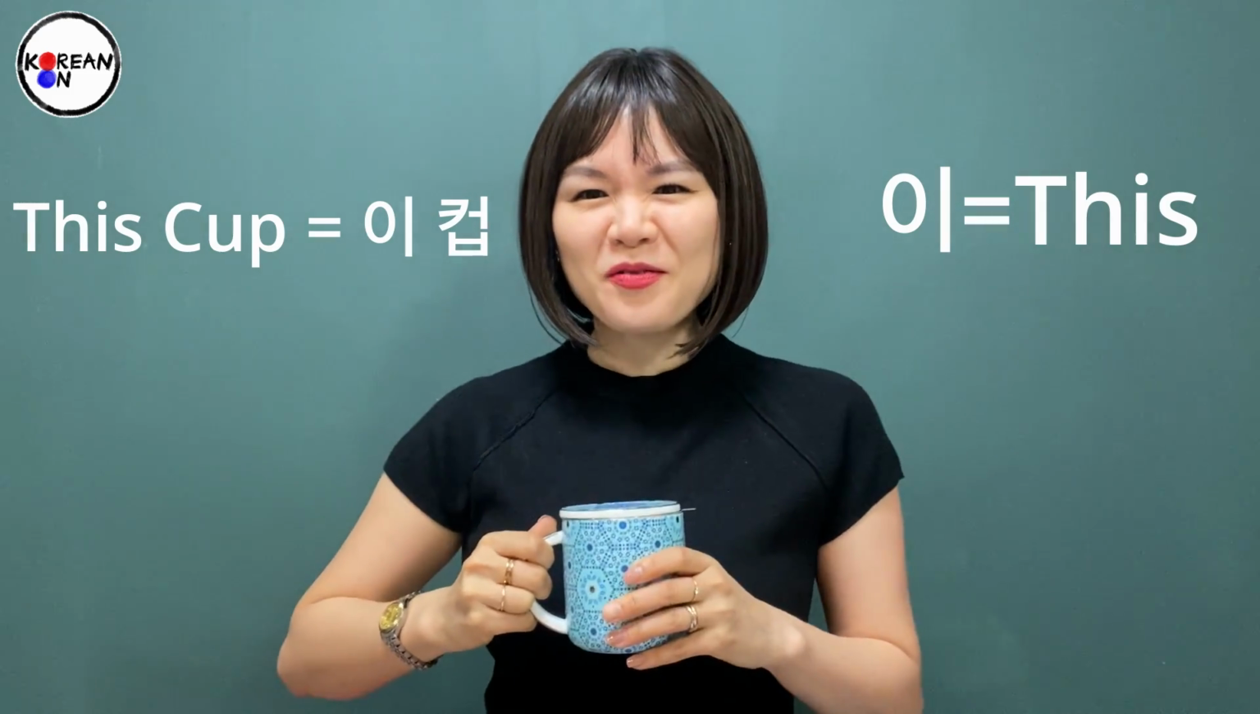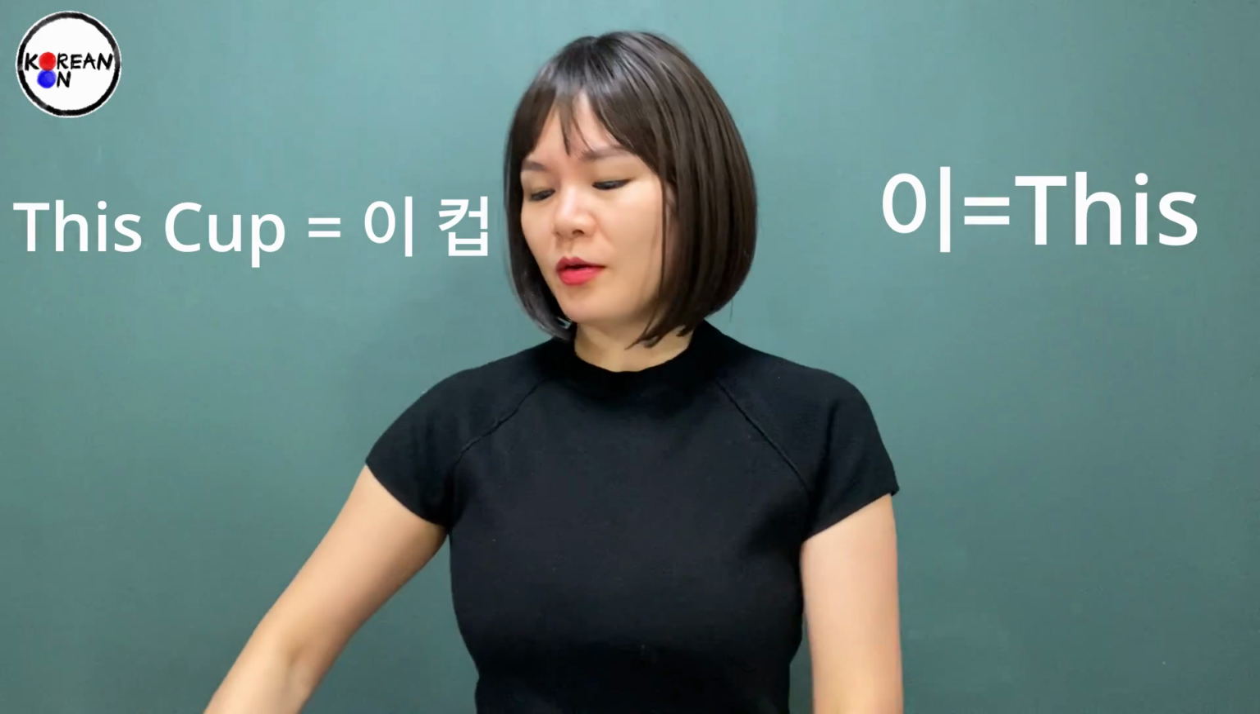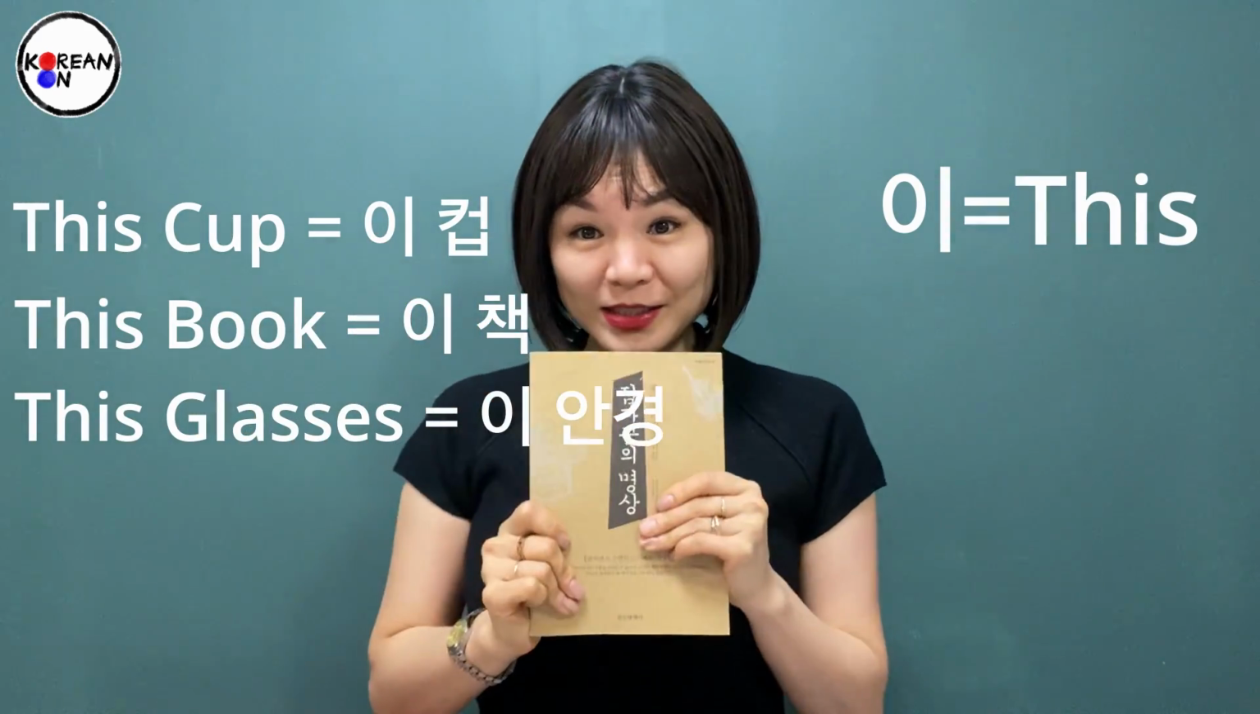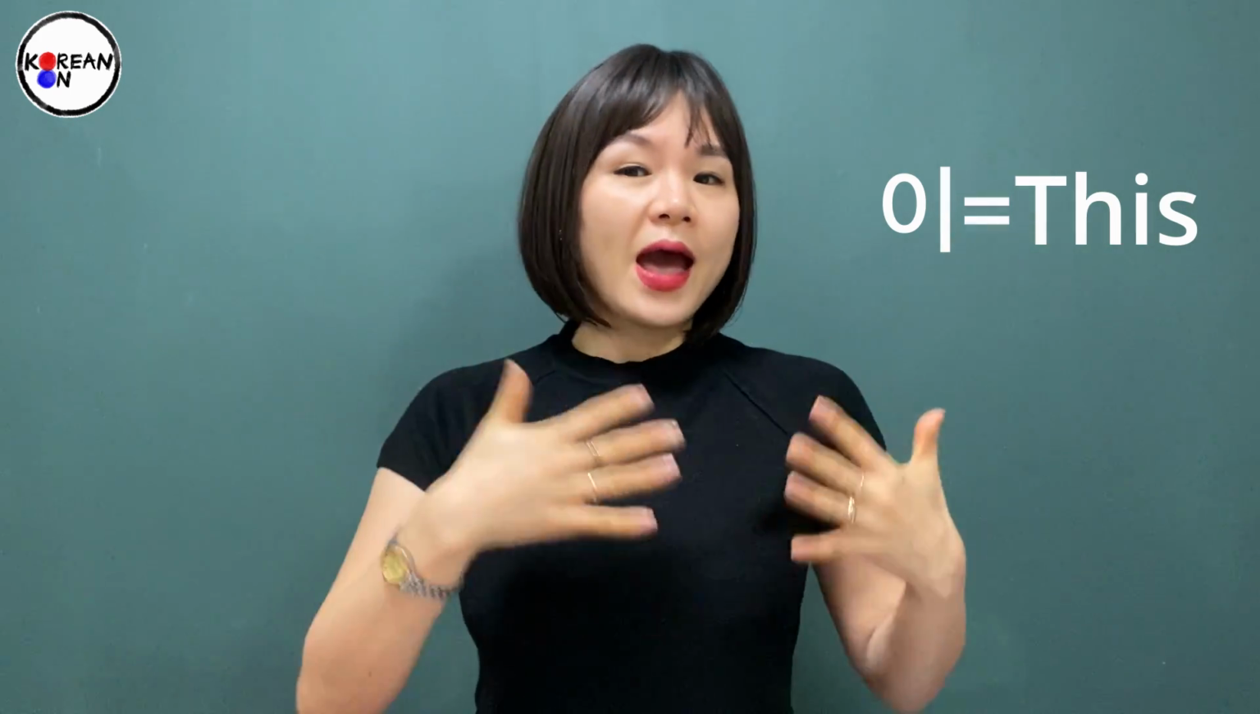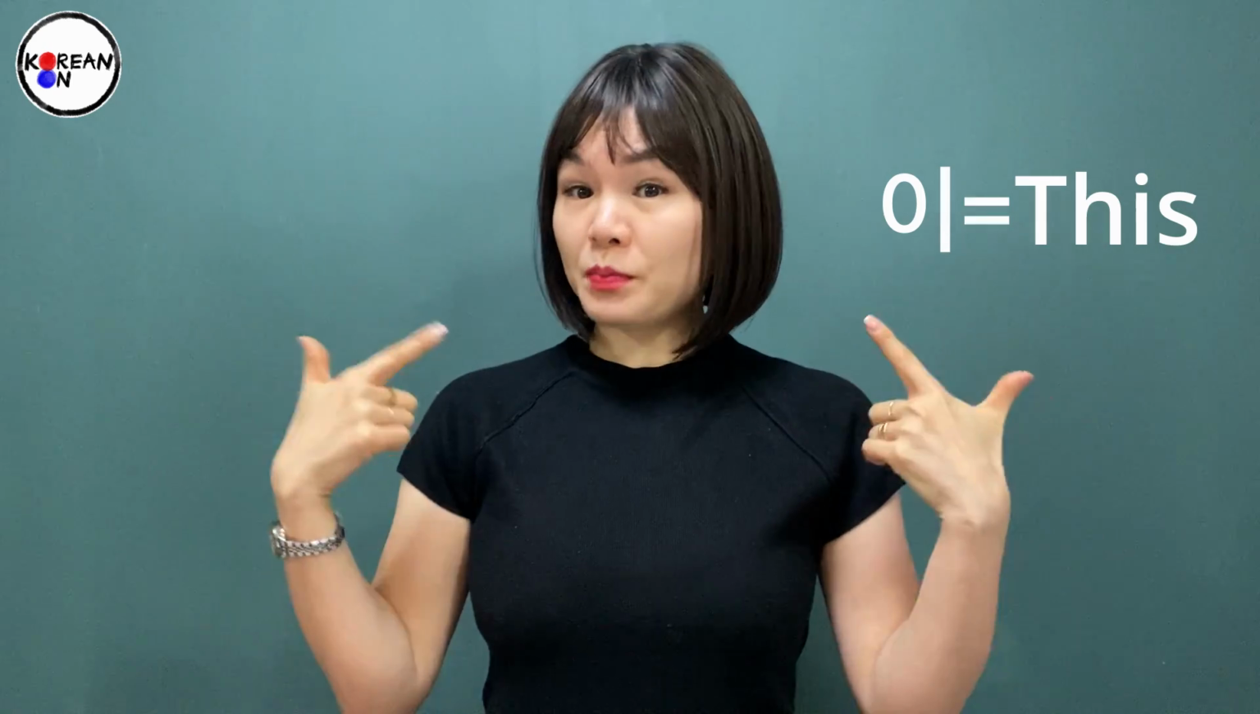This is a cup, right? This cup, or this book, or these glasses. You can use 이, this, as an adjective. It's close to the speaker, right?